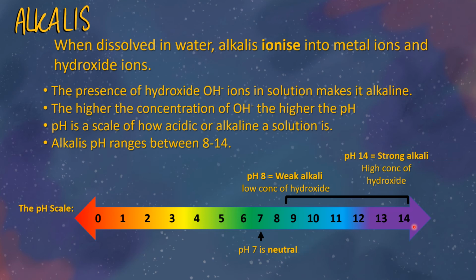If we put universal indicator into a solution and it turned red, that would mean there are a lot of H+ ions and it is very acidic. If it turned yellow, that means there are H+ ions present, but not a lot of them. It's a weak acid. If it turned blue, it's a weak alkali. And if it turns green, it means it is neutral.